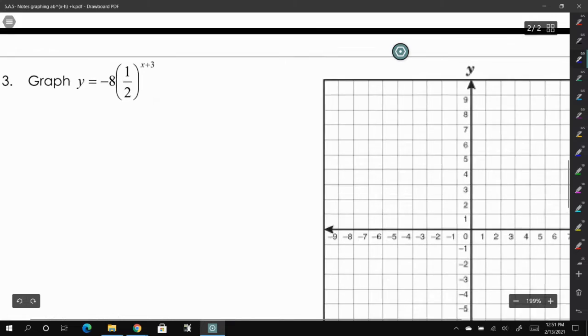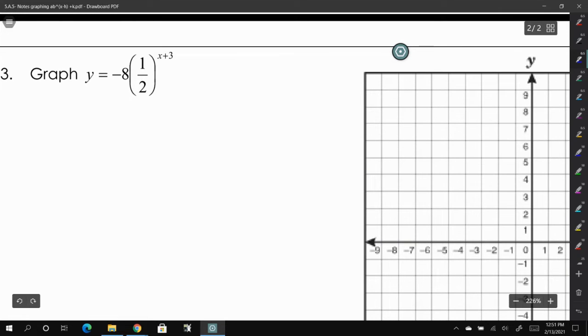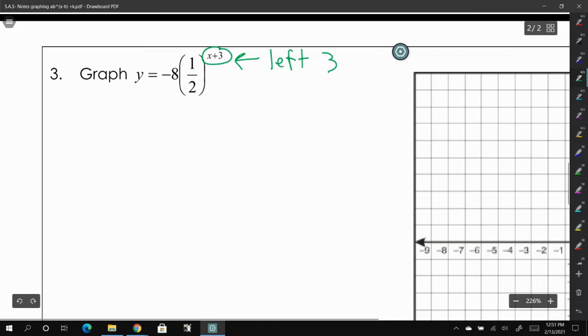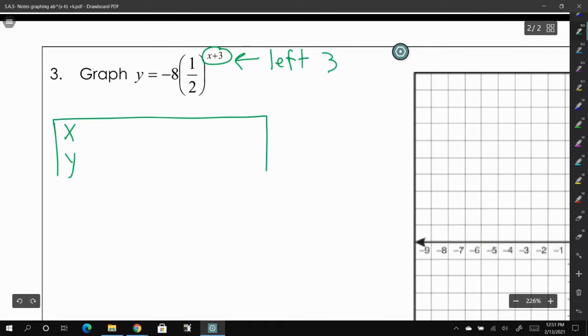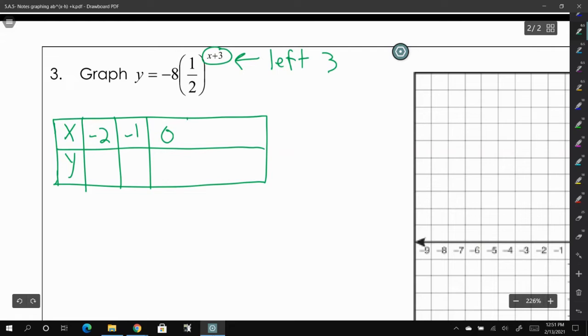Here, we don't have a vertical shift. We don't see any plus or minus out here hanging out. So we just have this +3, which means we are shifted left 3. So we'll make our table x and y. And our x values are -2, -1, 0, 1, and 2.